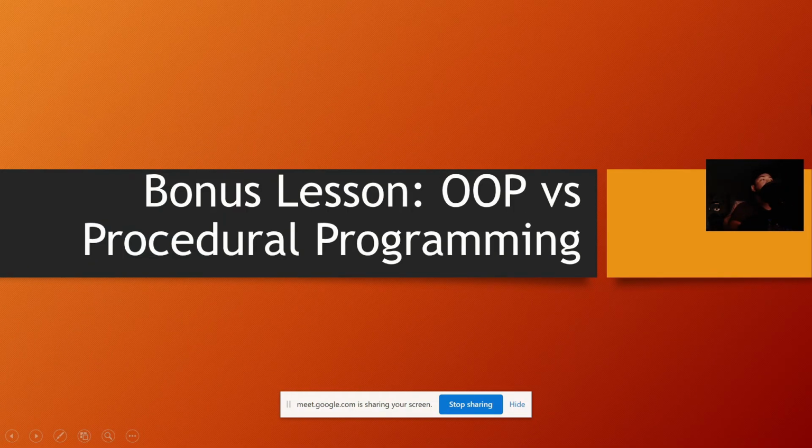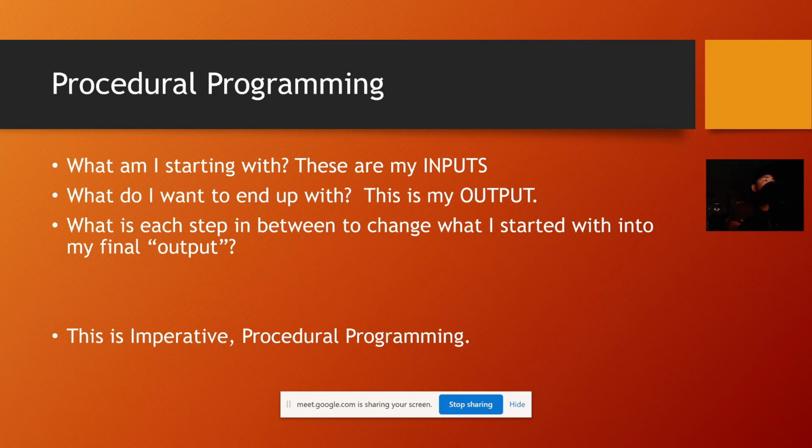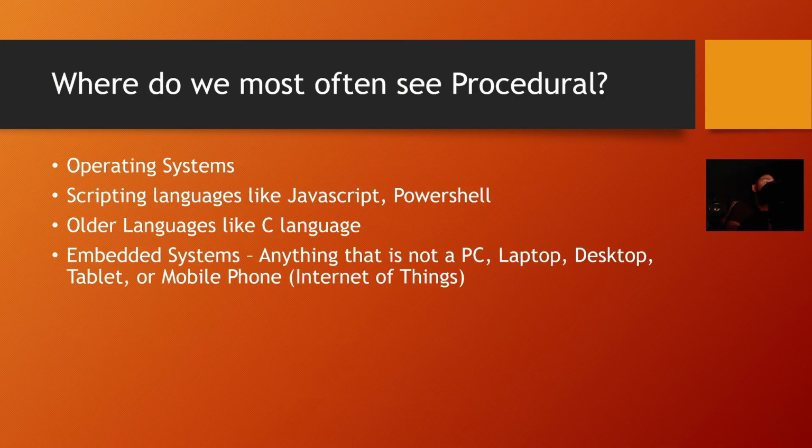Alright, so OOP versus procedural programming. Very much like a recipe for cooking. Procedural programming: what am I starting with? These are my inputs. What do I want to end up with? These are my outputs. What is each step in between to change what I started with into my final output? This is imperative, procedural programming.